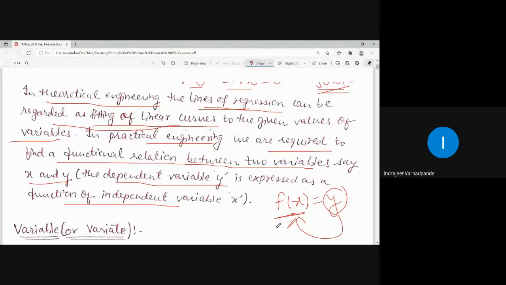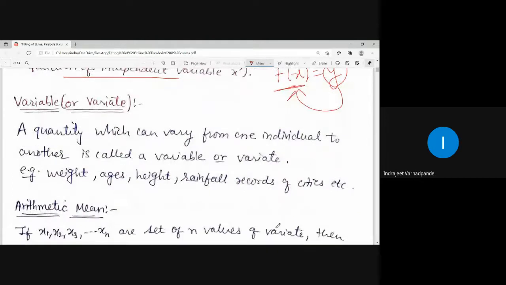Now, the usual definition or terminology we always require is a variable, which is also called a variate. A quantity which can vary from one individual to another is called a variable or variate. See, it depends on assumption. Variable means it is never fixed. The opposite of a variable is a constant. Suppose I take constant c is equal to 5. In any part of the world you go, 5 will be treated as 5. There will be no change.